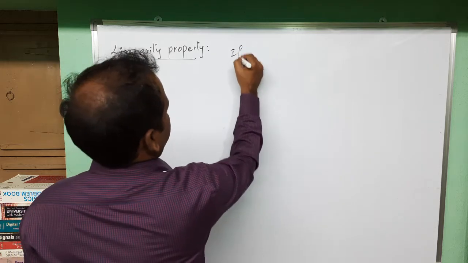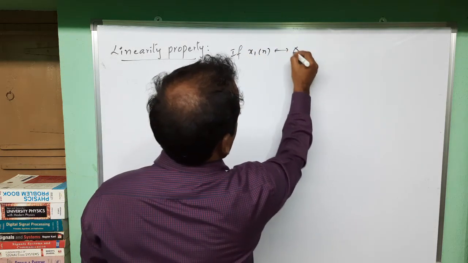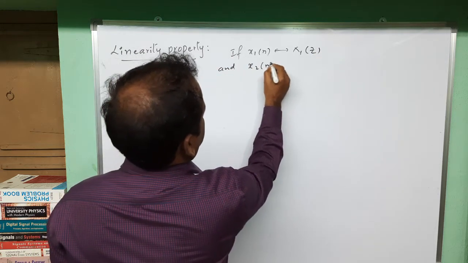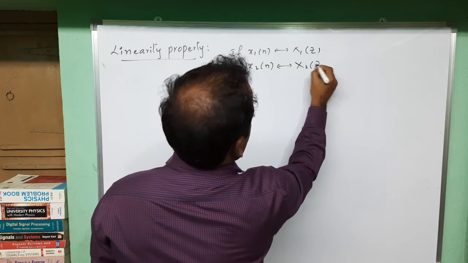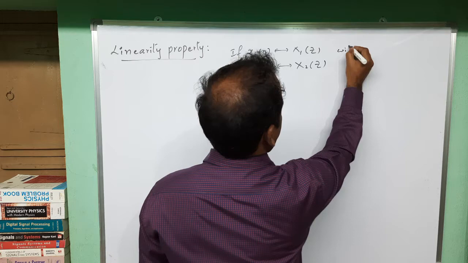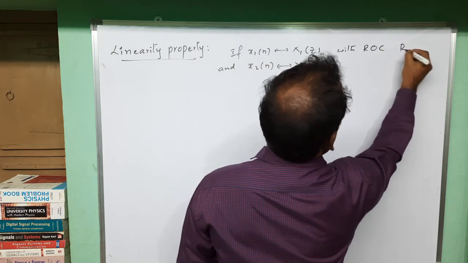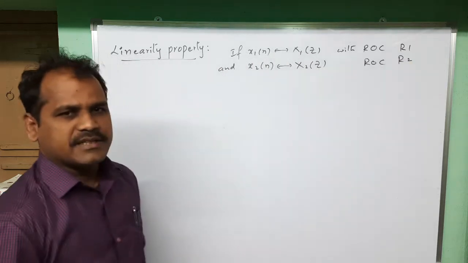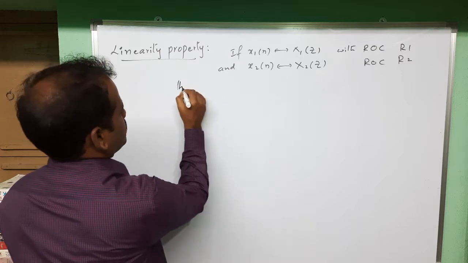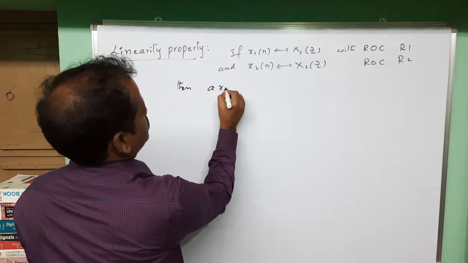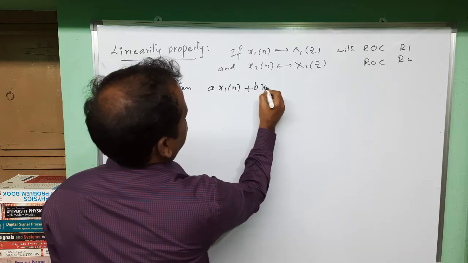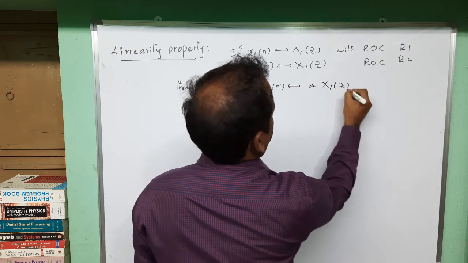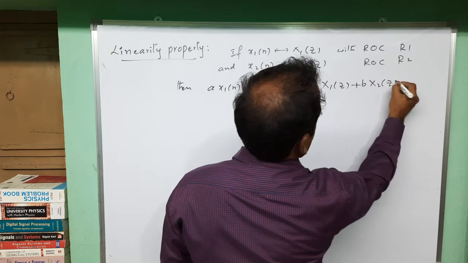It is, if x1 of n Z transform is X1 of z, and x2 of n Z transform is X2 of z, with the corresponding ROCs R1 and R2, then the Z transform of a x1 of n plus b x2 of n should be a X1 of z plus b X2 of z.